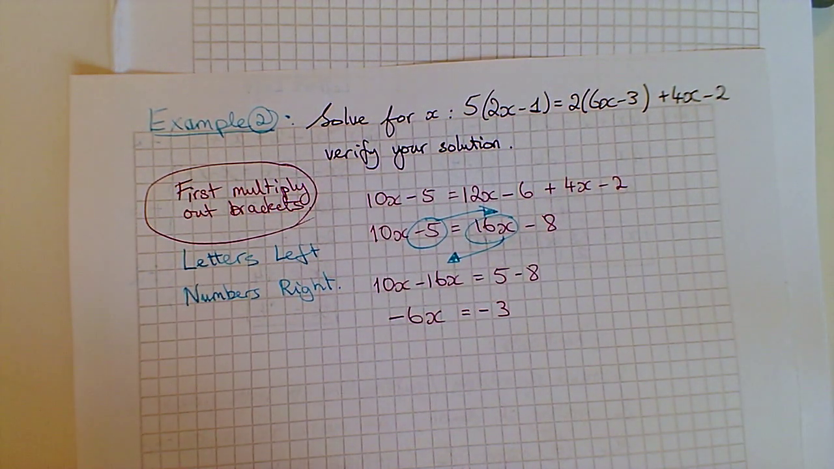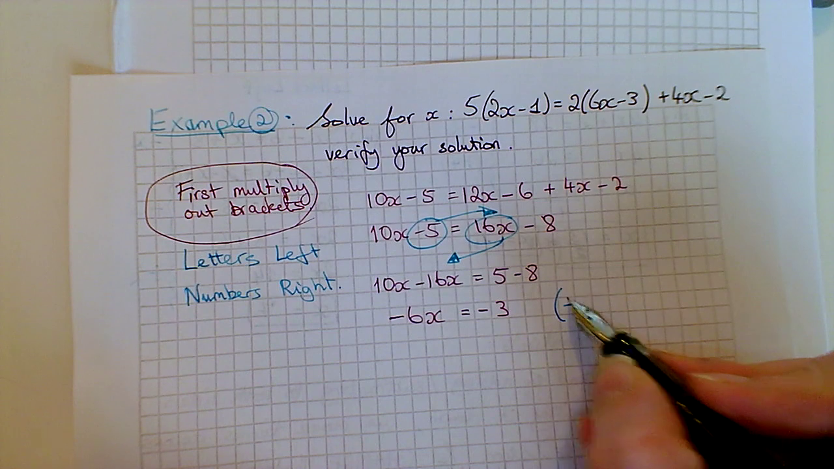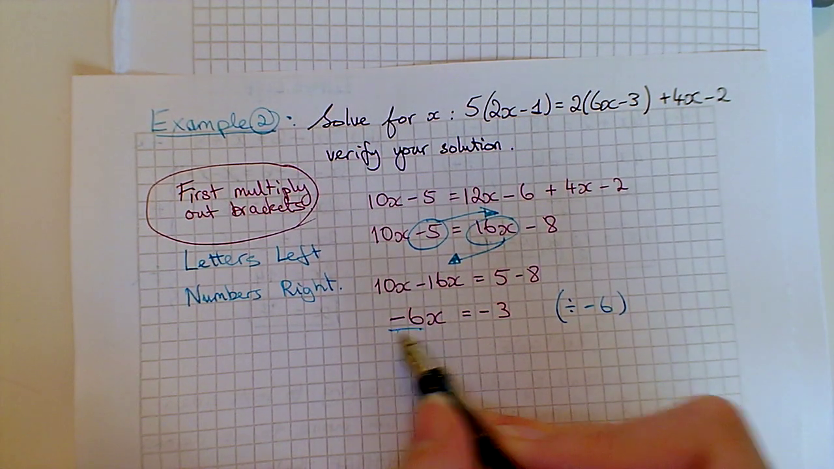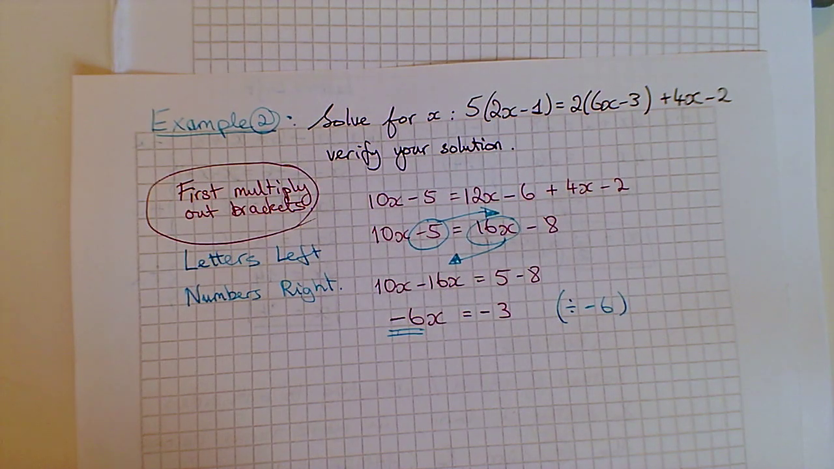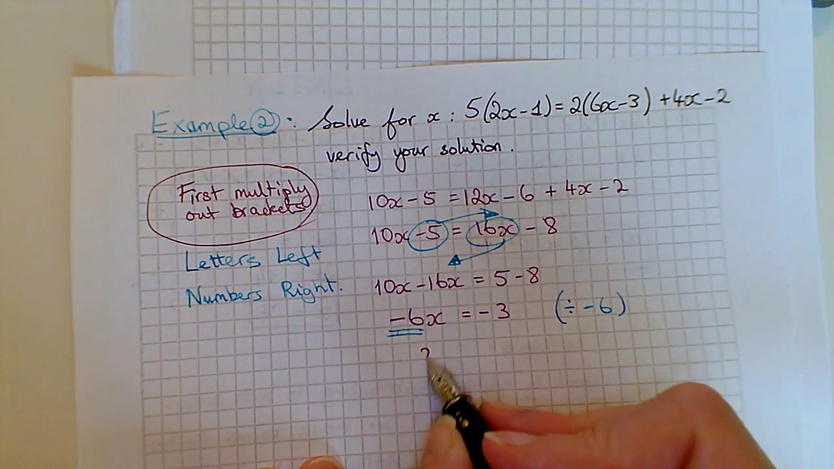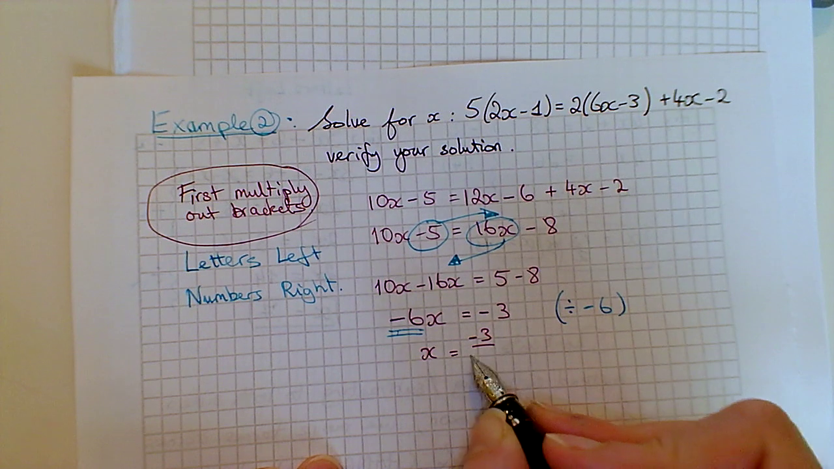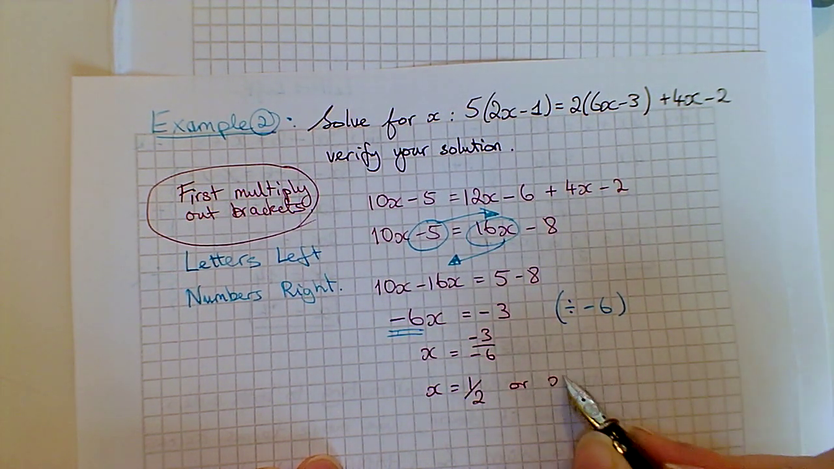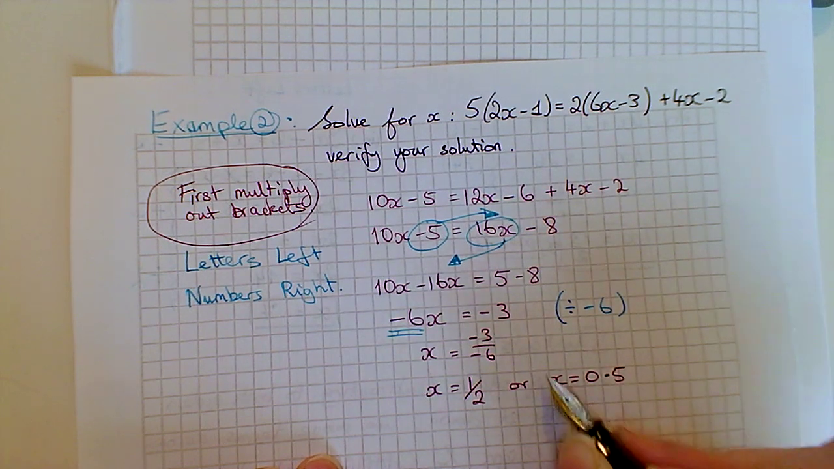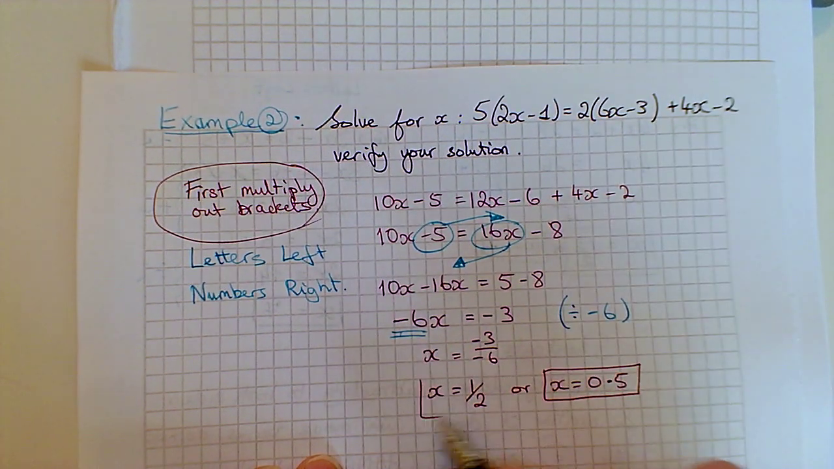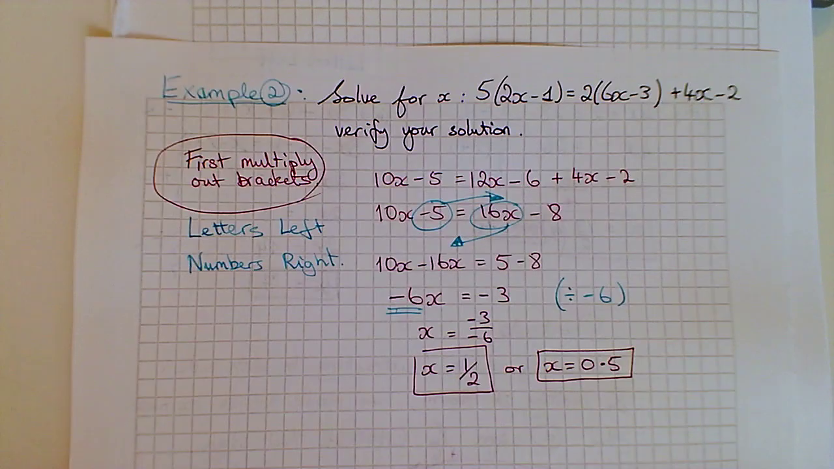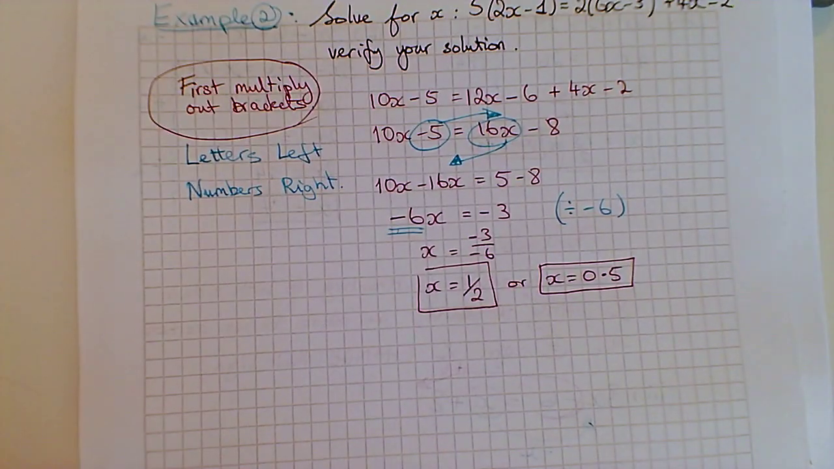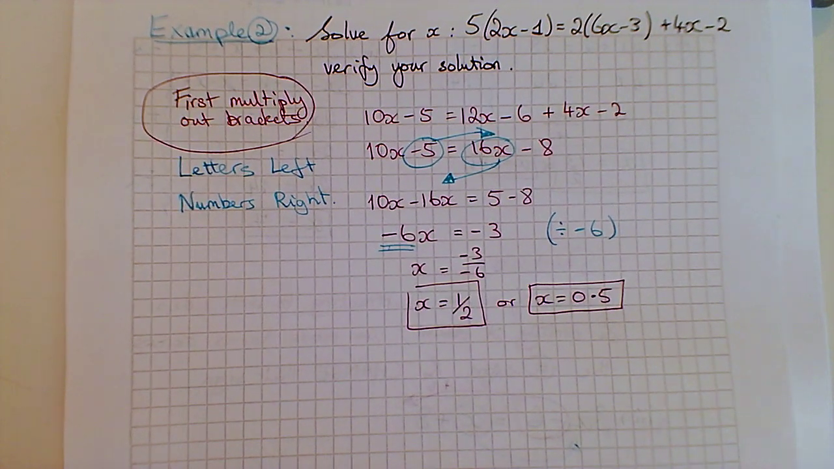And then finally, I need to divide across by the coefficient, so dividing by a minus 6, because the full coefficient includes the sign. So x is minus 3 divided by minus 6. x is a half, or 0.5. Now, we're fairly happy with that. That's how we solve a bit more of a complicated equation. But there's a follow-up.